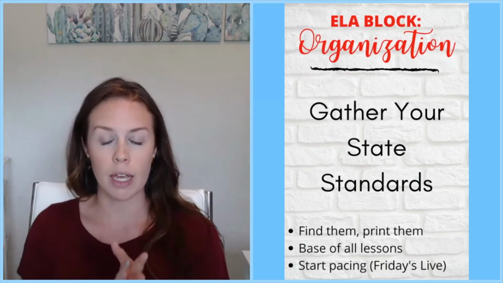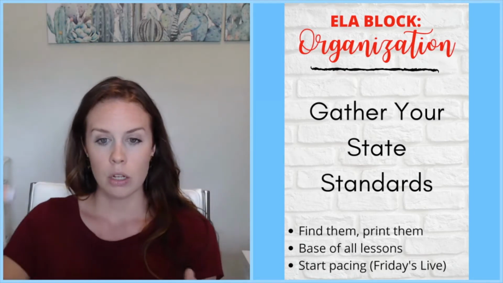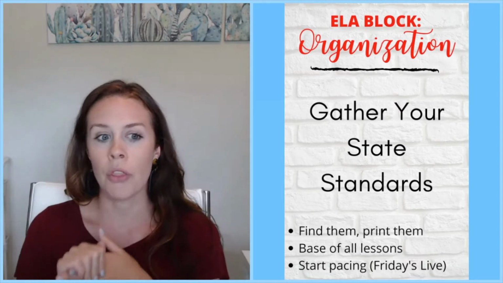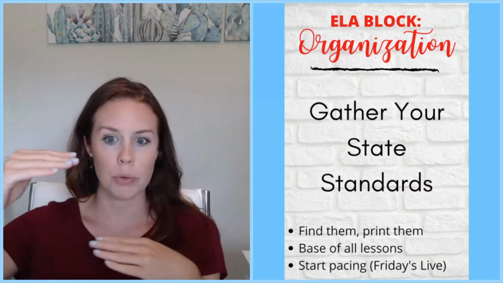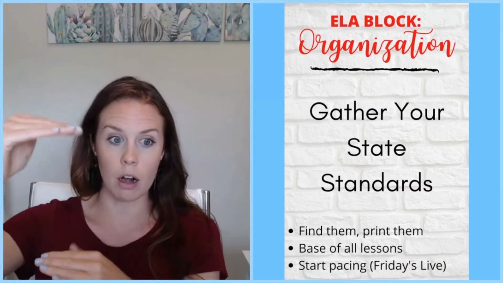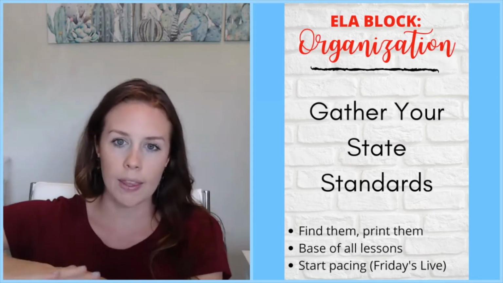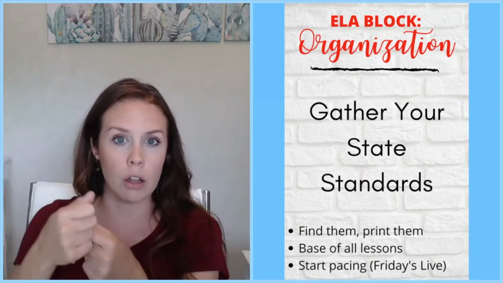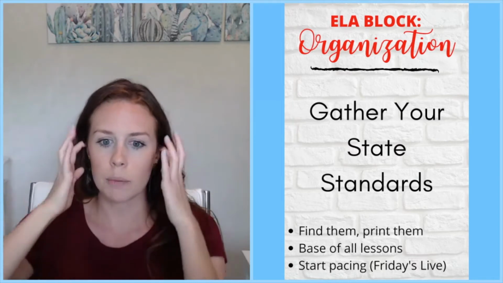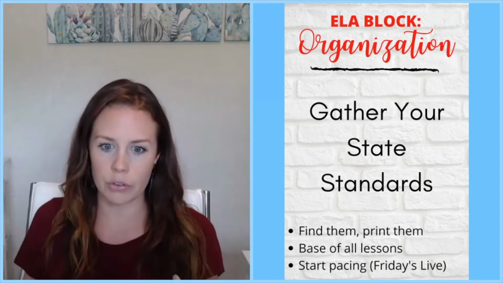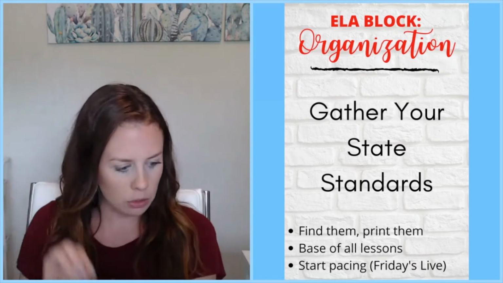The first step of getting everything organized, I would suggest, is printing all of your state standards out. I know on the Common Core website, you can print all the 6 domains at once. So you'll print out all of your standards for RL, and then all of your standards for writing, all of your standards for RI. And then if you print all those, you can keep them in your teacher binder or your teacher clipboard, whatever you use to keep all of your information together, because you're going to base all of your lessons around these things.